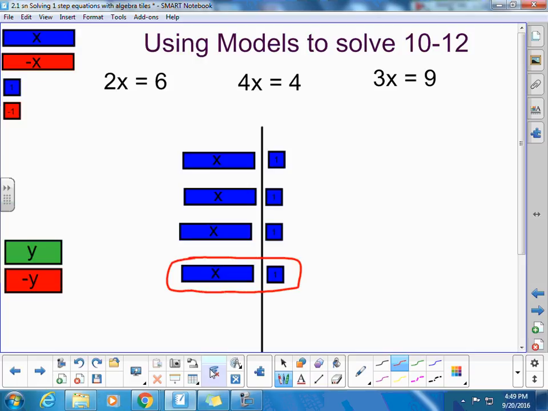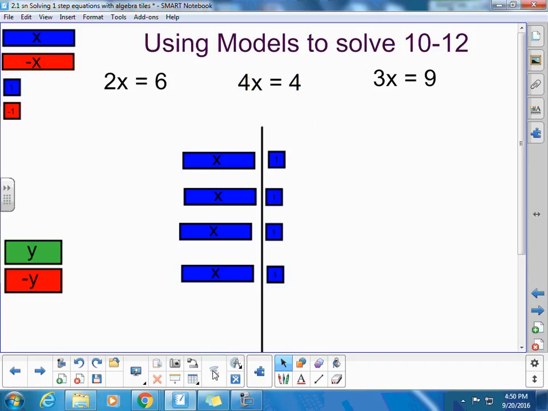Mathematically, again, we want to undo multiplication, so it's 4 times x. To undo multiplication, we do division. So we divide both sides by 4. 4 over 4 reduces to the number 1, and we get x equals 4 over 4 reduces to the number 1, 1. So there it is, modeled and mathematically.